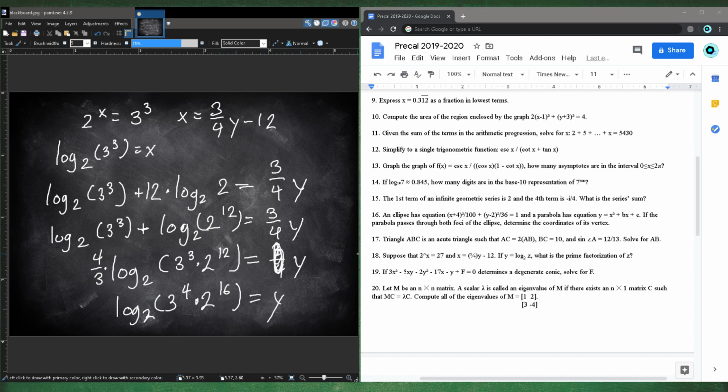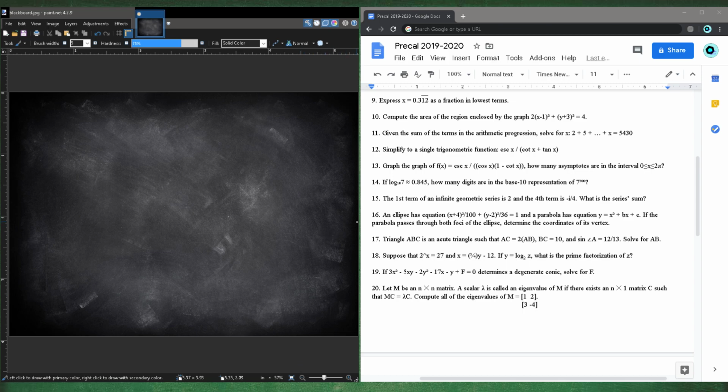So we found y. So y equals log 2 z. So we have a log 2 here, and our z is equal to 3 to the power 4 times 2 to the power 16, right? So find the prime factorization of z. Well, this is already prime factorized, right? The primes are 3 and 2, and then just raise to the power. So it's 3 to the power 4 times 2 to the power 16, or you can write it as 2 to the power 16 times 3 to the power 4. It doesn't matter. Just make sure that it's these numbers. Okay.